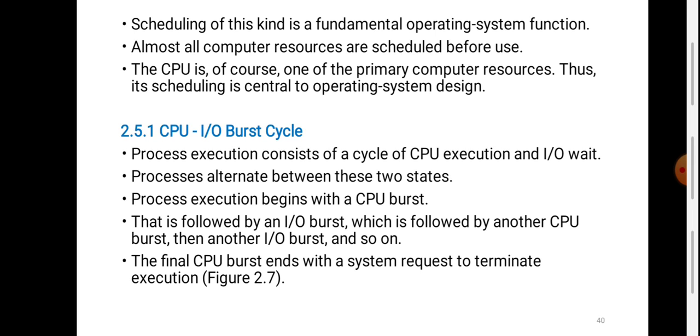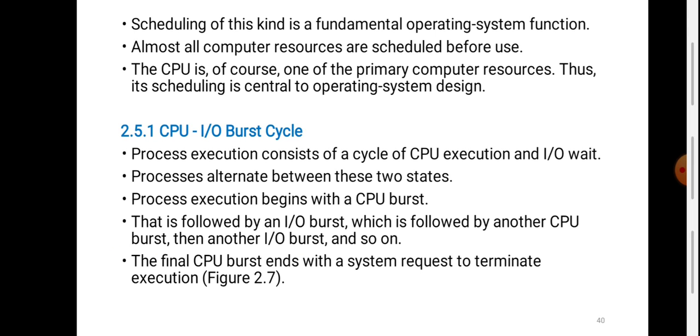Okay, process execution consists of a cycle of CPU execution and input output wait. The processes alternate between these two states. Which states? Execution state or wait state. The process execution begins with the first CPU burst. After the CPU burst, obviously there will be an input output burst. Again after this input output burst, there will be another CPU burst, then again one input output burst, like this. The final CPU burst ends with a system request to terminate that execution.